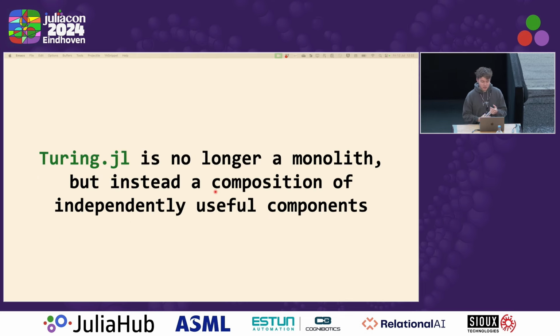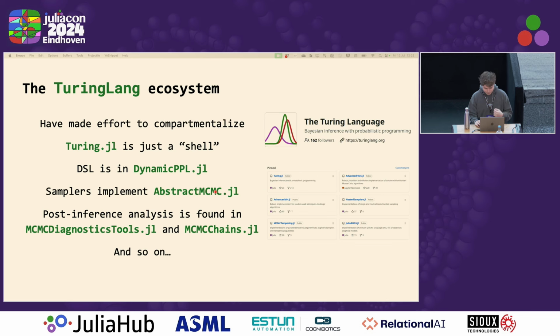Another thing that has changed quite a bit with Turing since its initial release is that it's no longer a monolithic application. Back in the day, it was one single package and everything happened in that package. That meant it was quite difficult to maintain, and much of it wasn't reusable. So we made quite a big effort to compartmentalize the different components. Now Turing is just a shell around a bunch of other packages, where the DSL implements a dynamic PPL. Samplers are in their own packages, but they implement this abstract MCMC interface.